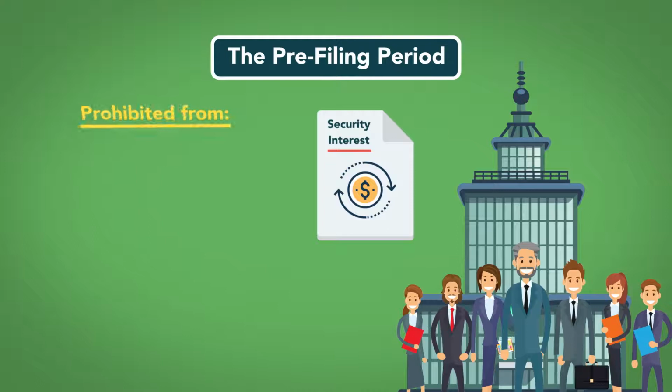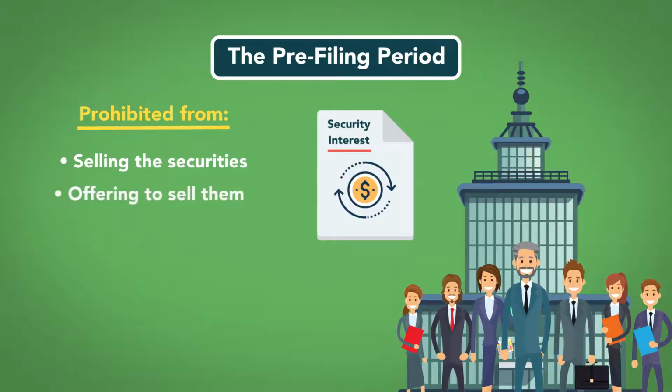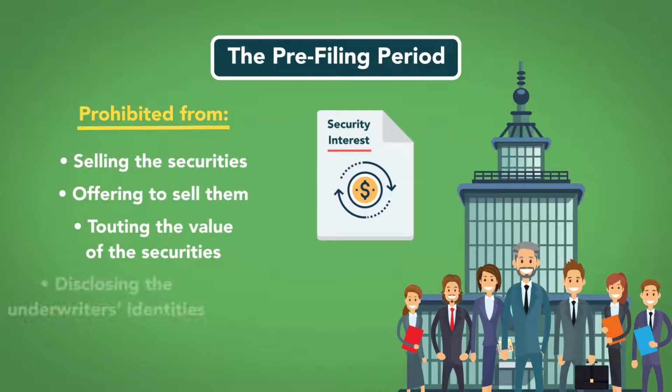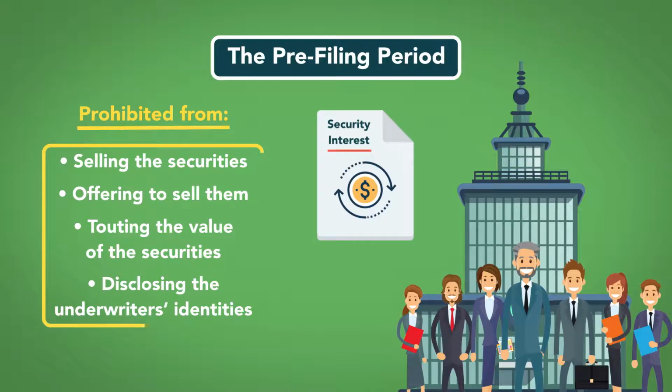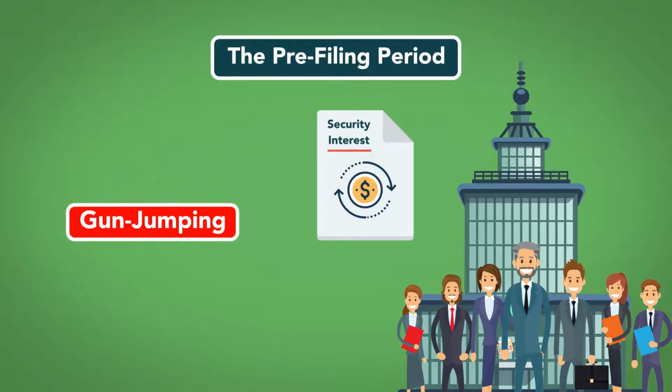During this period, the company is prohibited from selling the securities, offering to sell them, touting the value of the securities, or disclosing the underwriter's identities. All of these prohibited activities are known as gun jumping.